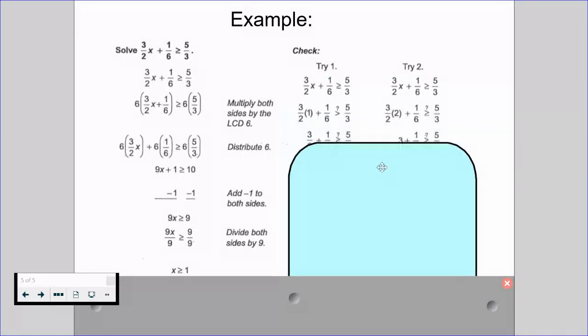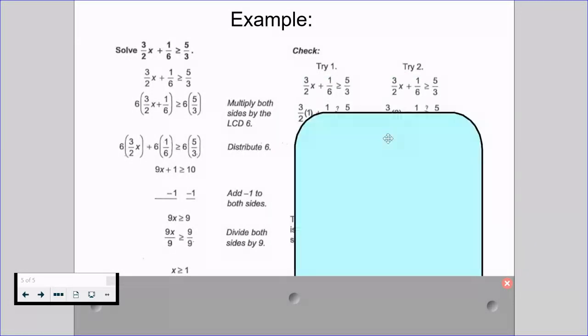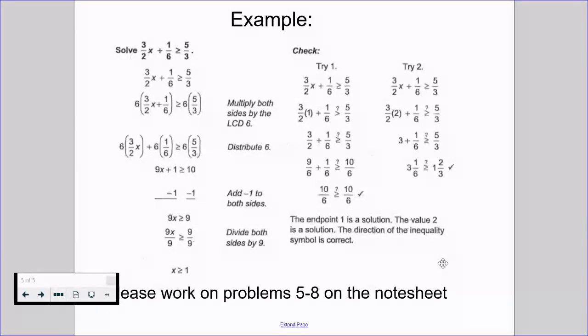Well, we substitute in our values, and we end up that both of these are true, meaning that we did end up with the correct inequality statement. The endpoint 1 is a solution. That's why we did include it. We filled in that circle. And the value 2 is a solution because we are shading to the right, and we're talking about numbers greater than 1. After this, please work on problems 5 through 8 on the back of your note sheet.